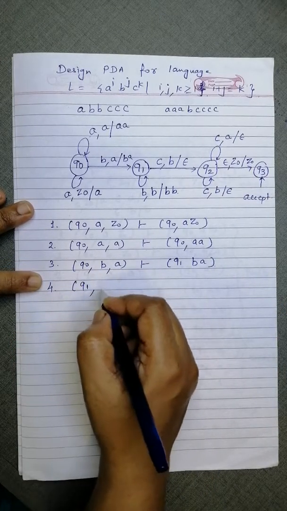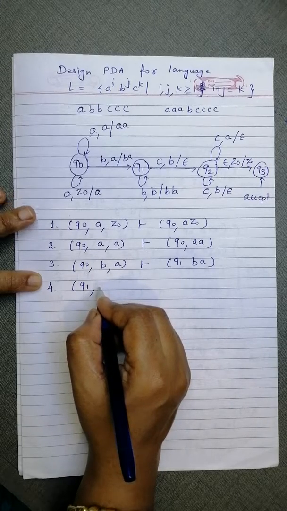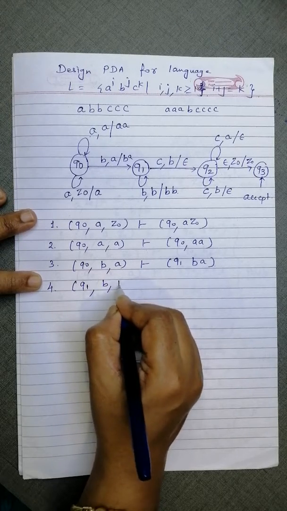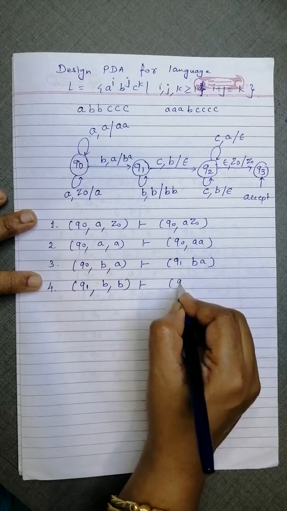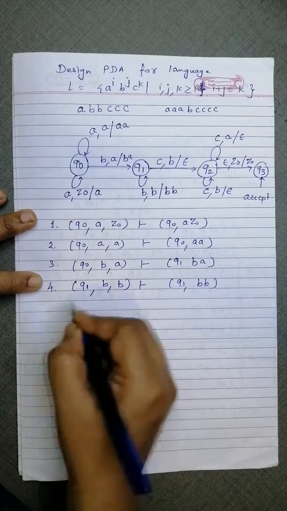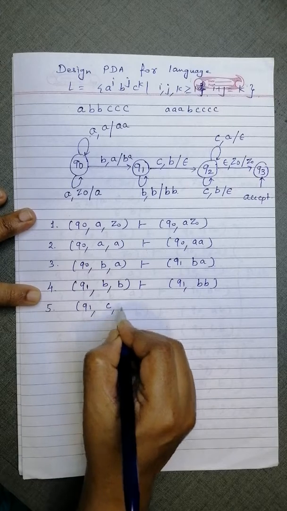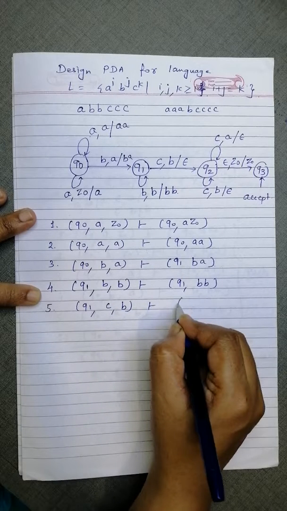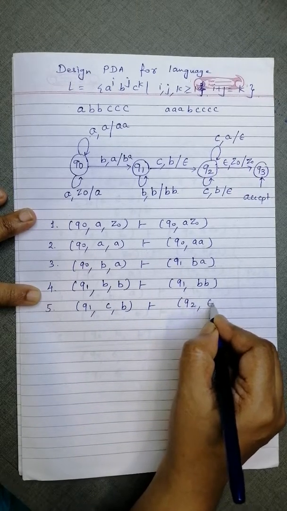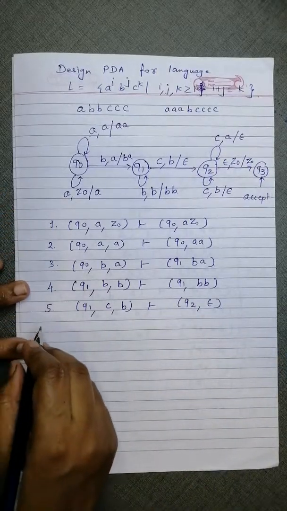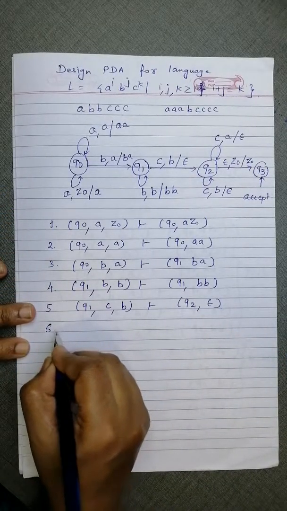Now in state Q1, if the input is b and the stack is also b, it will keep pushing b's onto the stack. Then in state Q1, if the input is c and the stack is b, it will go to the state Q2 and it will discard b for the c, which is the input.